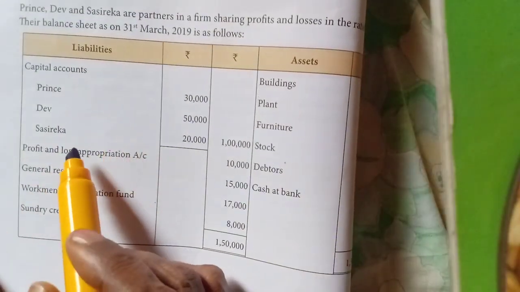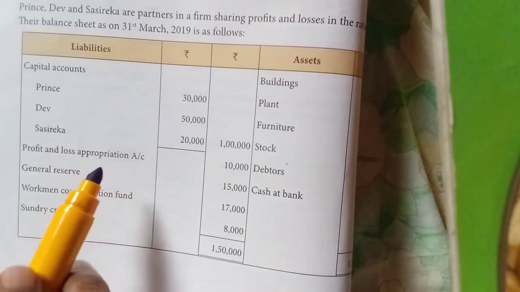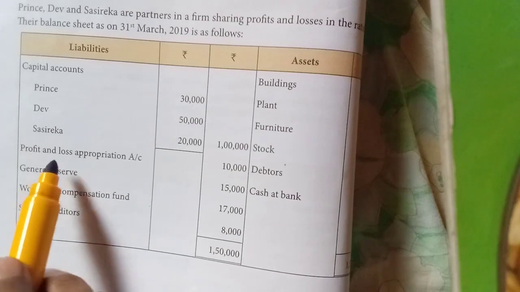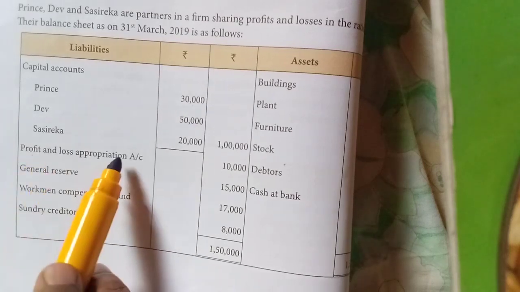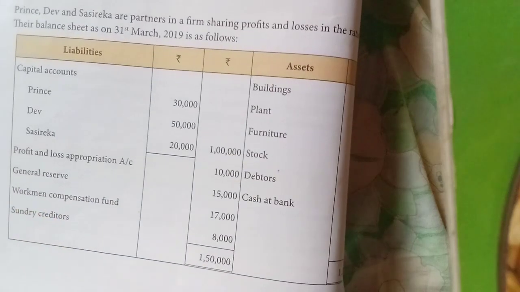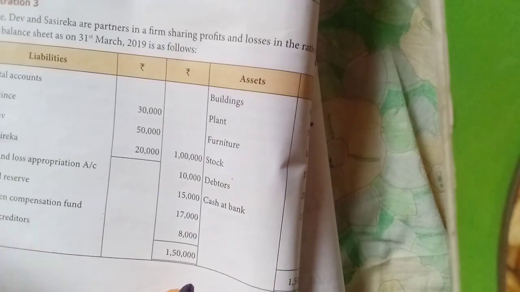So we need to prepare the journal entry to distribute the accumulated profits and reserves. Here, the profit and loss appropriation account, general reserve, workmen compensation fund, in the ratio 2:4:1. We will see the journal entry.